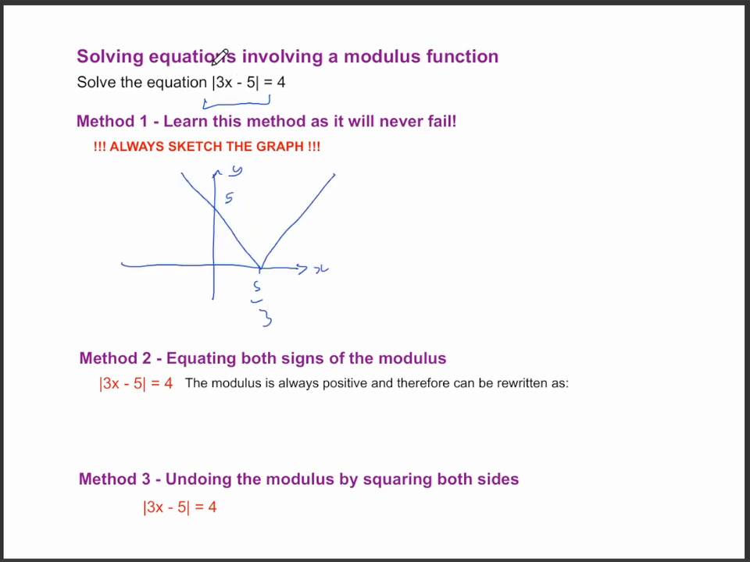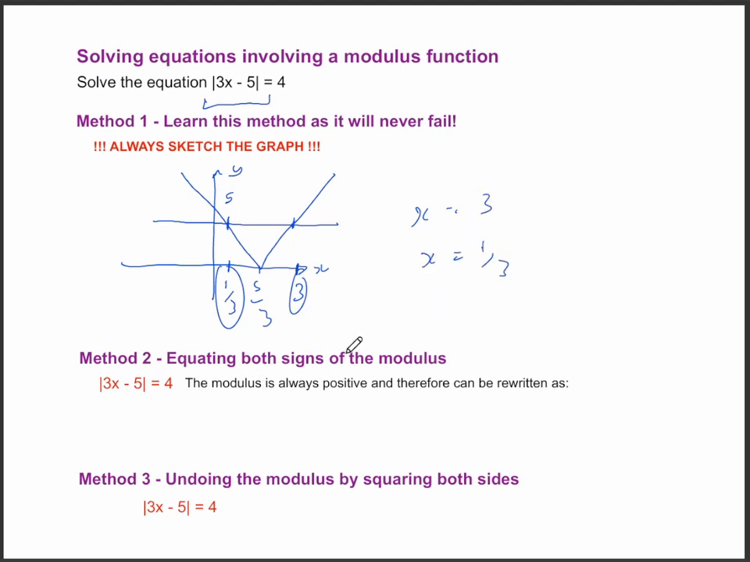And this is going to be the graph of the modulus of 3x minus 5. And you want to equate it to 4, so we draw the line at 4. And if you draw it on graph paper, you'll be able to see where they intersect. And that will be when x is 3 and when x is 1 over 3. And so those two will be your answer, x equals 3 and x equals 1 over 3.